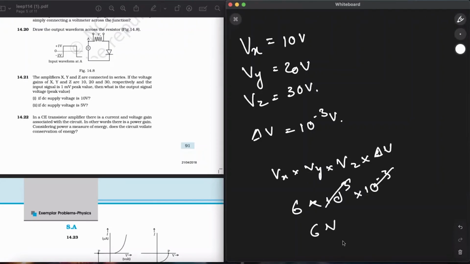Now, if DC supply voltage is 10 volt, then output is 6 volt, since theoretically gain is equal to the practical gain. So output can never be greater than 6 volt. And in option 2, if DC supply voltage is 5 volt, so VCC is equal to 5 volt, then output will not exceed 5 volt. Then V naught will be equal to 5 volt only.